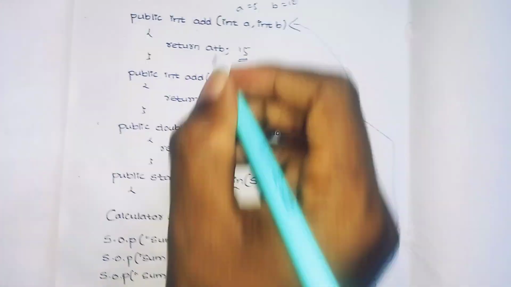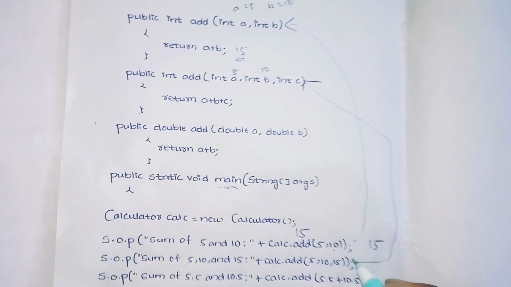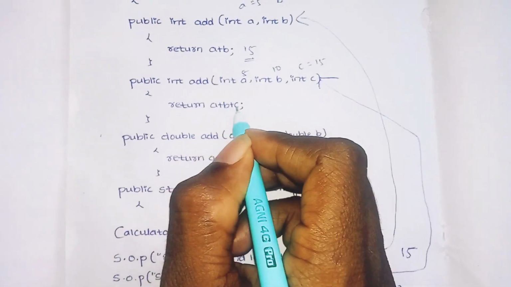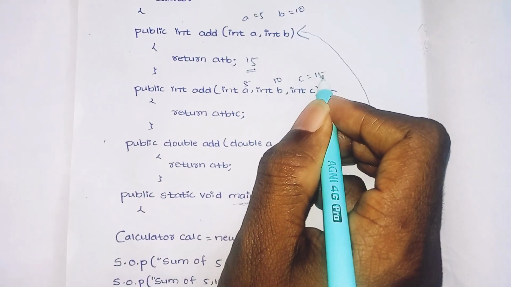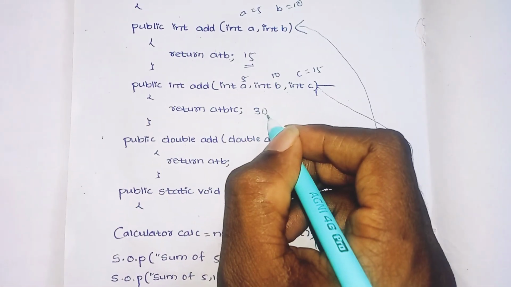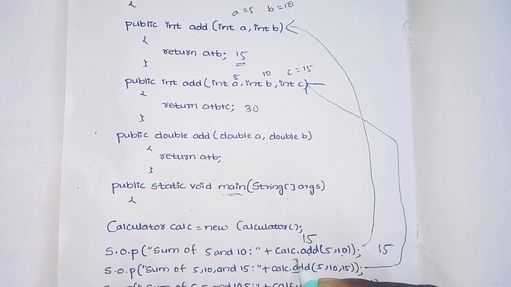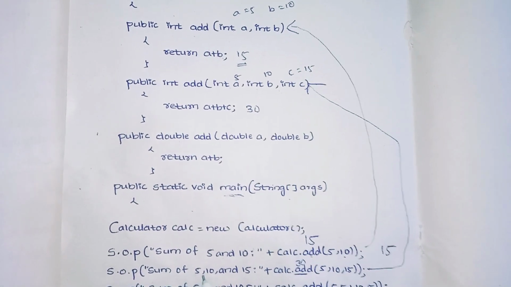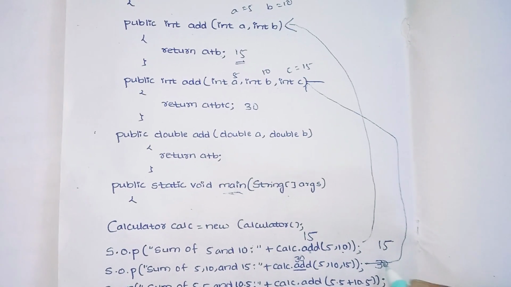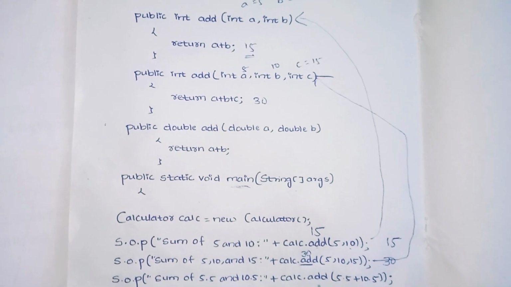Now 5 will be assigned to a, 10 will be assigned to b and 15 will be assigned to c. Now it executes this block, that is return a plus b plus c, that is 5 plus 10 is 15, 15 plus 15 is 30. So it returns 30 to the place where the method is actually called. Here we are printing the sum of 5, 10 and 15, giving output as 30.